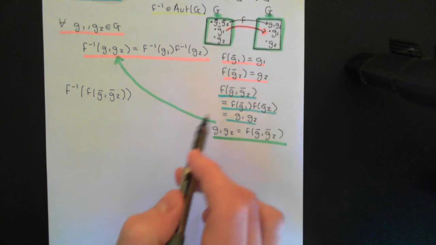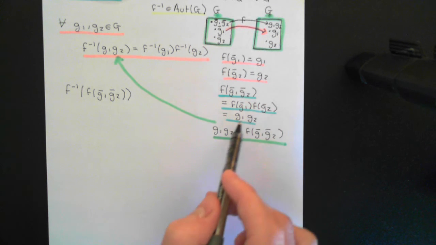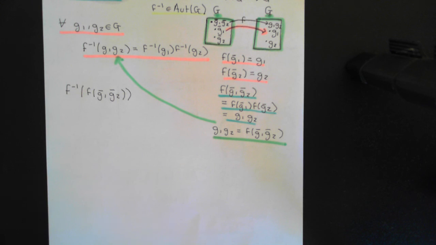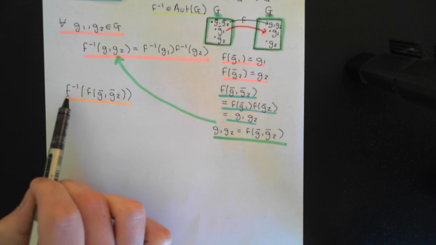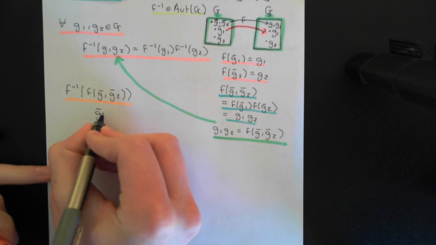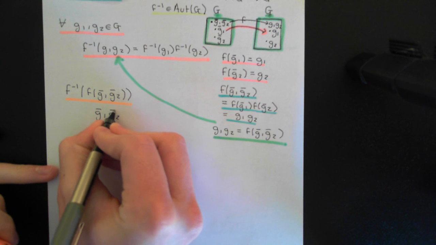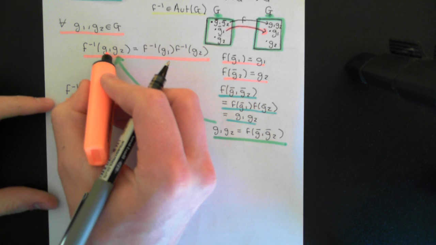You can do this. There's nothing stopping you from being able to do this. You can find G1 bar, you can find G2 bar, and you can express G1 composed with G2 as f of G1 bar composed with G2 bar. You can do that no matter what little G1 and what little G2 you picked from the group. So you can't stop me doing this. Now I use the fact that f inverse is the inverse map of f to say that the answer here is G1 bar composed with G2 bar. So that's the answer to the left-hand side here.